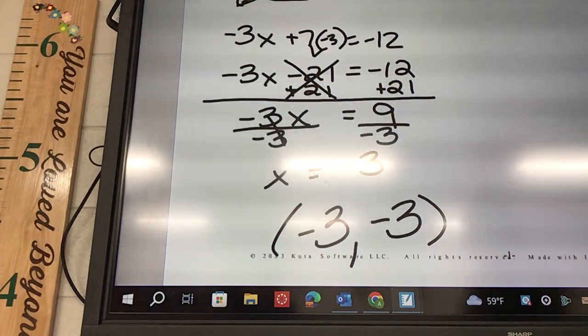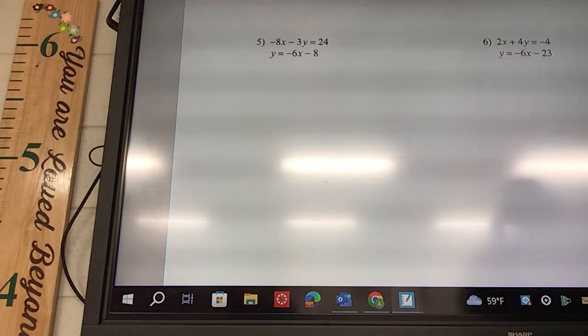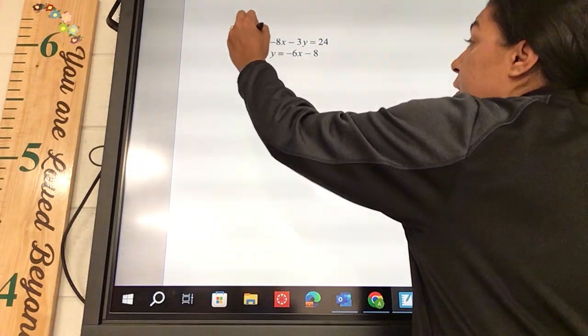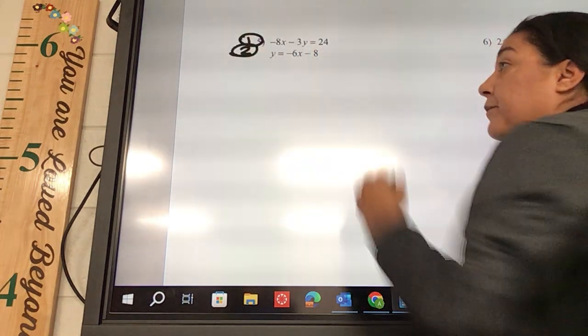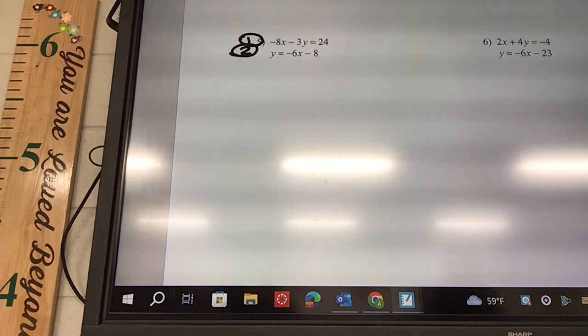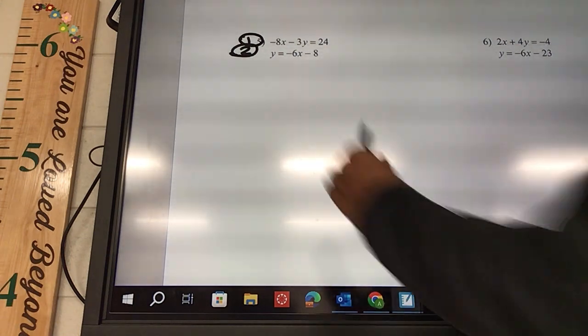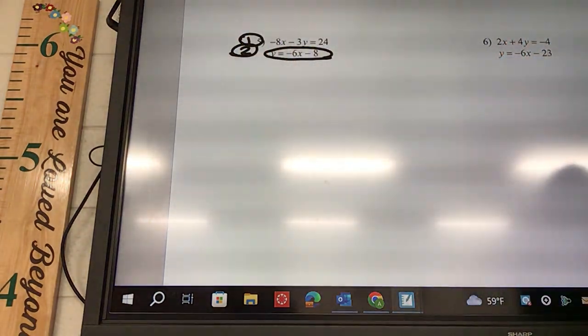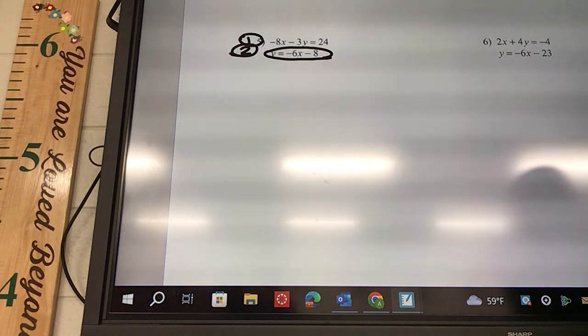Okay, flip your page over. The back starts to get a little bit harder. It's just because there's kind of a couple extra steps. Okay, but most of the steps are going to be the same. Okay, so we're going to go ahead and label these. Okay. Which equation says y equals? Equation 2. So that's the one we're going to circle. Okay. Now, instead of y, what does he like to be called now? Negative 8. Instead of y, what does he like to be called now?